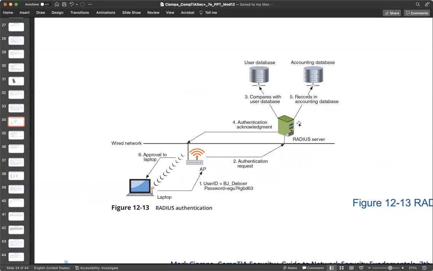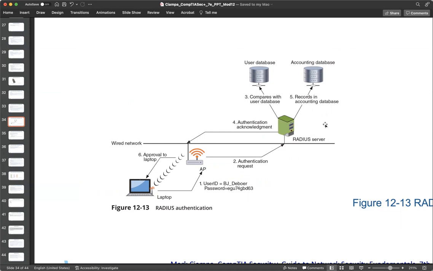Immediately there, we go back and we write the records in the accounting database. And this accounting is different from financial accounting. This is network accounting. This basically is auditing, right? So as soon as the token is delivered to the user, the accounting database knows this user is logged in at this time, right? And then later down the road, you're going to learn that these accounting databases also follow the user with what they do in there and what their actions are in the network.